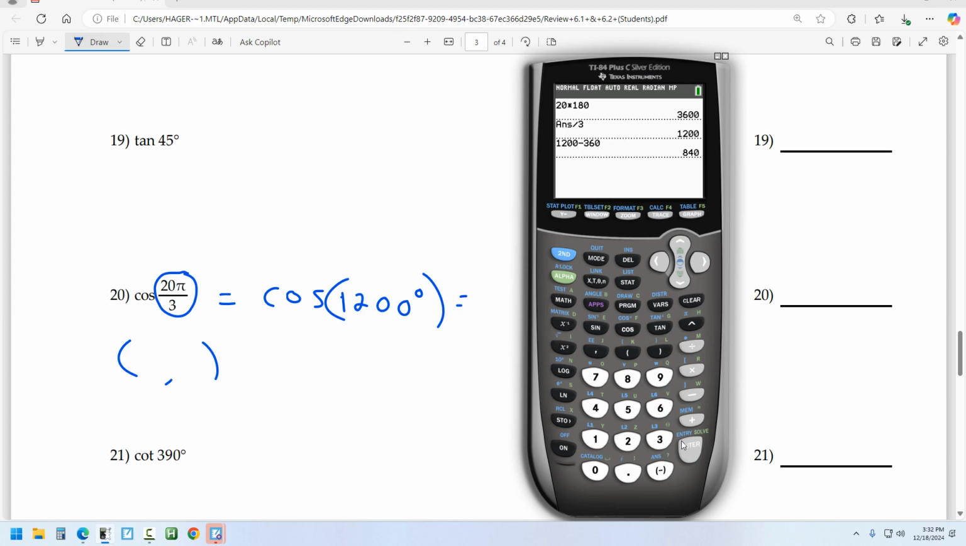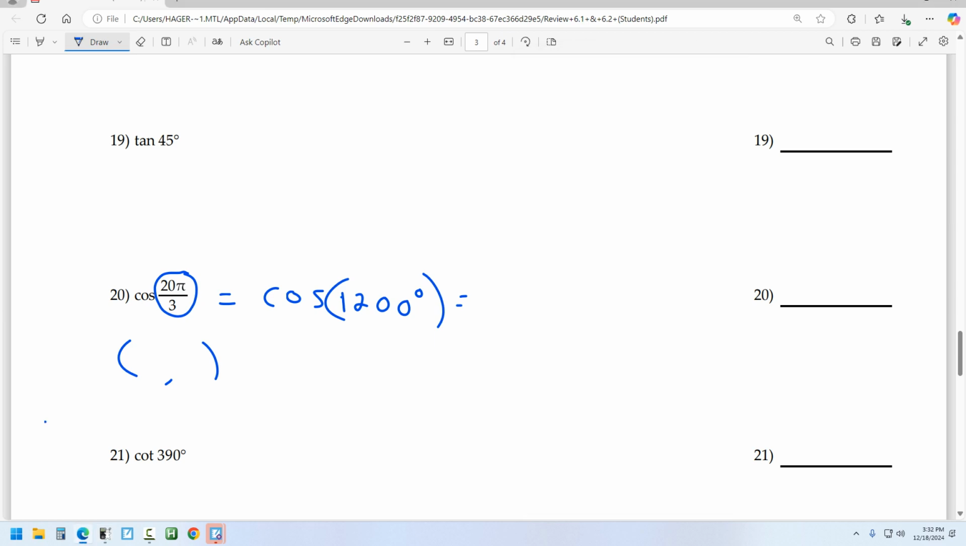Now that we have that, we can use that to find the coordinate. Yeah, but that angle is still pretty hard to work with. So minus 360 again. Okay, now we have that. Okay, so now we have 120 degrees. That's a good angle.